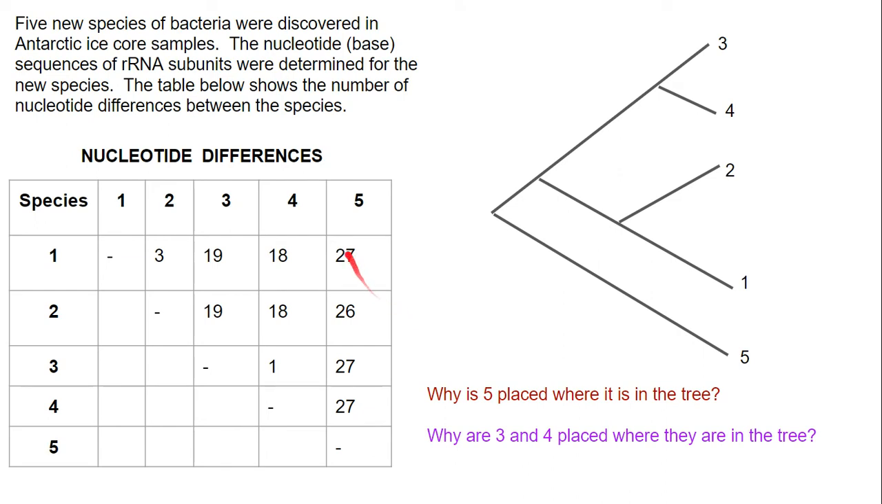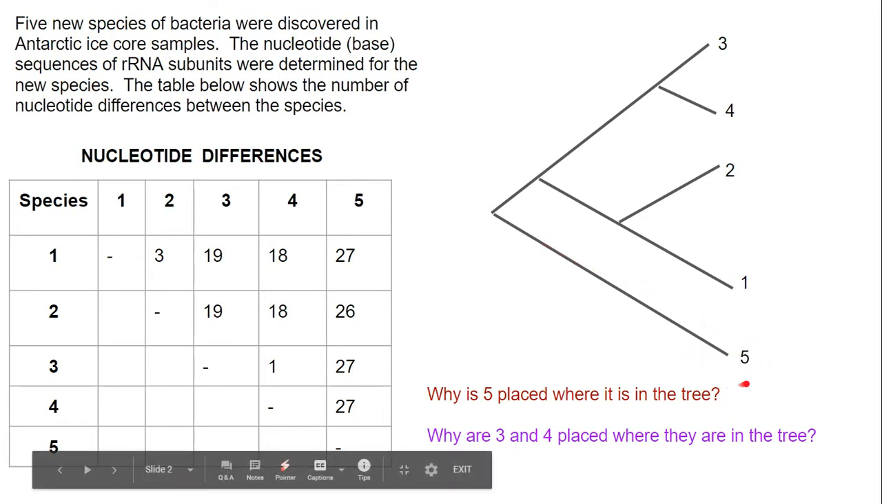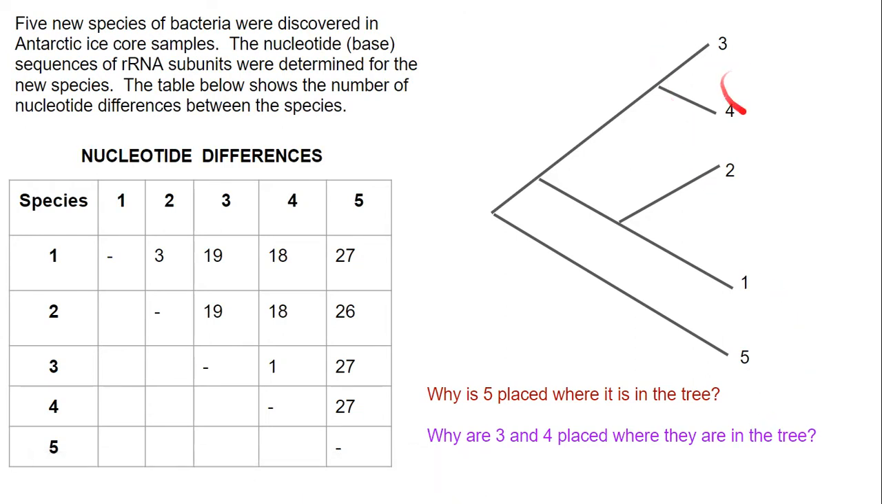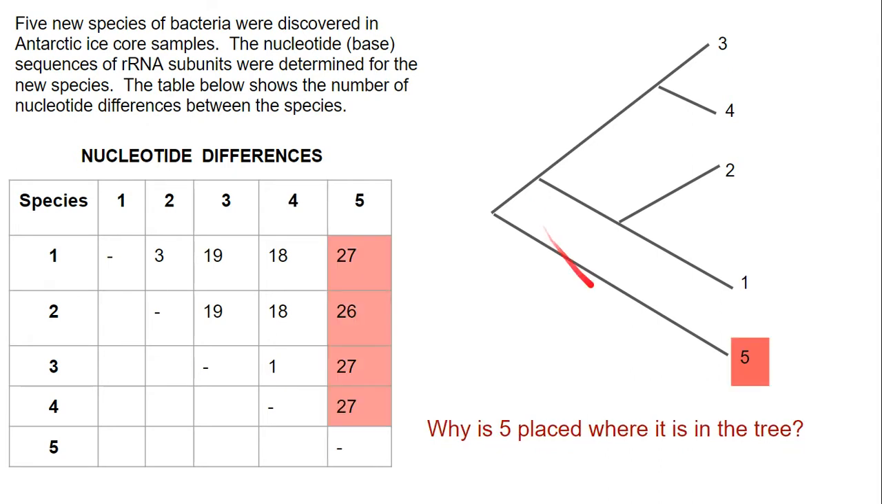So from this table showing the differences, we can ultimately construct a phylogenetic tree hypothesizing the relationships between these species. And ultimately, I want you to be able to know by the end of this why 5 is where it is, and why 3 and 4 are put together where they are. Okay, so let's start with that first. Why is 5 here? Well, when we look at this tree, this point is the last universal common ancestor for all of these different species.